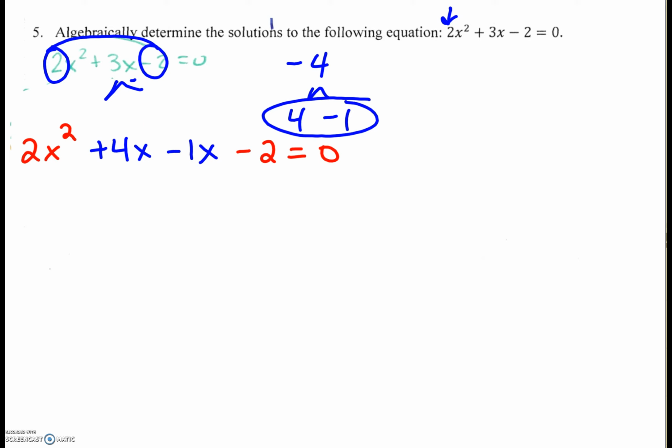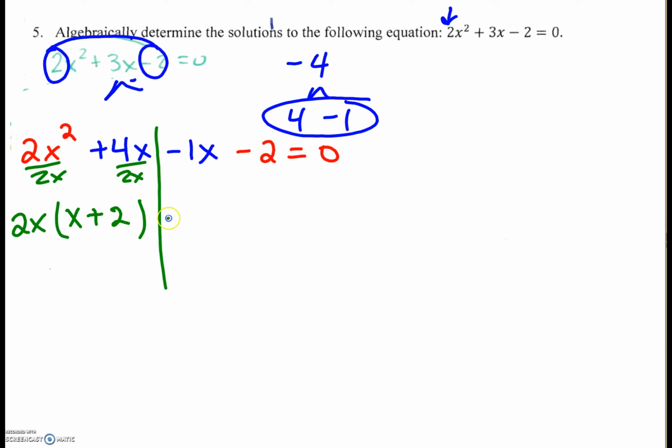Once we have our four terms, we want to split down the middle and pull out a GCF on the left-hand side. We should notice that 2x goes into both 2x squared and 4x. So when I pull out the GCF, I'm trying to figure out what numbers go on the inside. So 2x goes into 2x squared with an x left over, and then 2x goes into 4x twice. On the other side, we have a negative 1 and a negative 2.